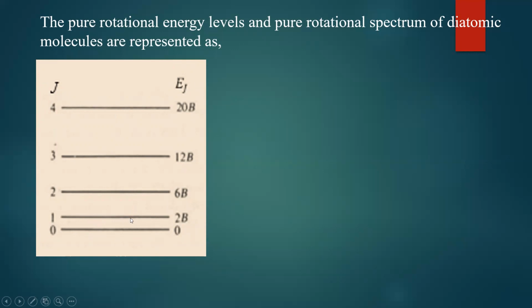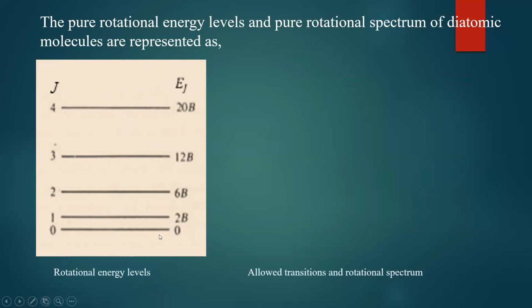These energy levels are not equidistant. The separation between the first two energy levels is 2B. The next energy level is observed at 6B. What is the difference between these two? It is 4B. The next energy level is observed at 12B. What is the difference between the second level and third level? It is 6B. The next two energy levels are separated by the value 8B centimeter inverse. So that's why the rotational energy levels have an increasing separation between them.